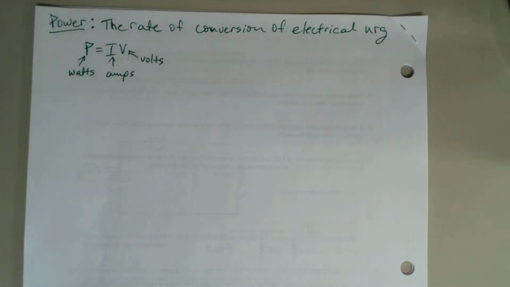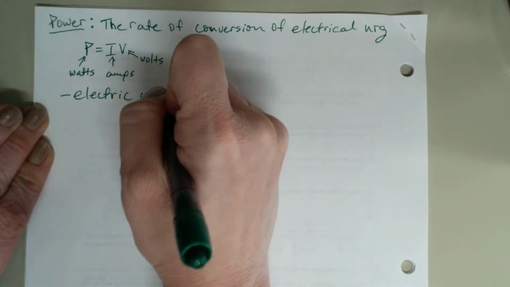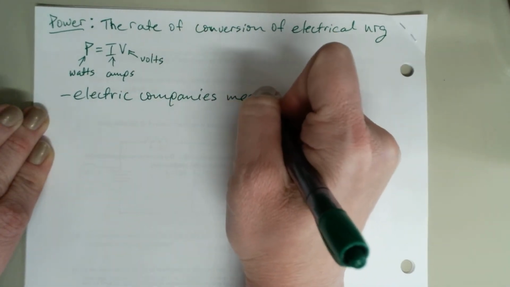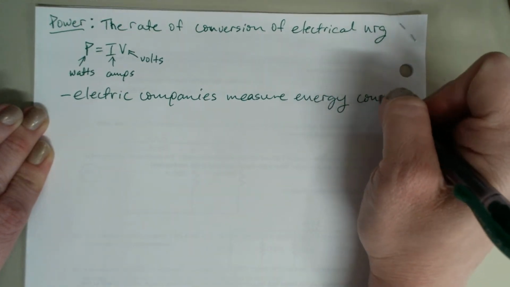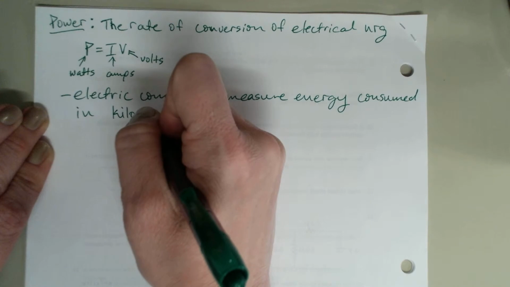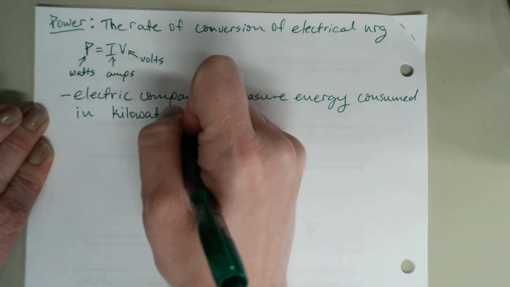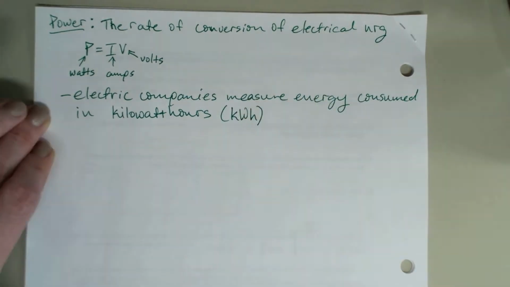Now, the problem with this is that it's in watts. The energy company that your parents, or you, I don't know who pays the bills, measures everything in kilowatts. I know, right? So electric companies measure energy, and yes, I spelled it out, energy consumed, because you're the consumer, in kilowatt hours. So we write lowercase k, big W, little h. That's a kilowatt hour.